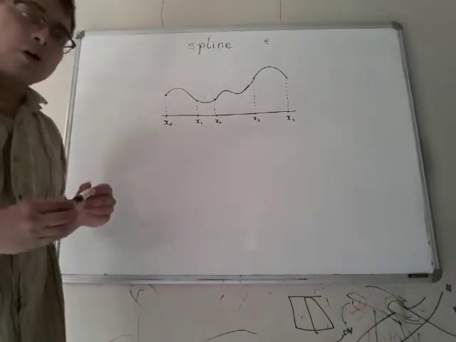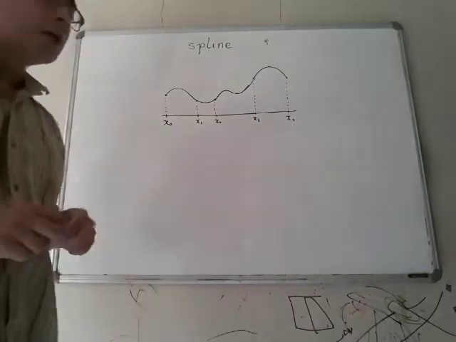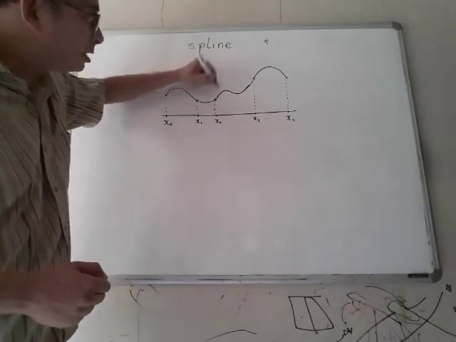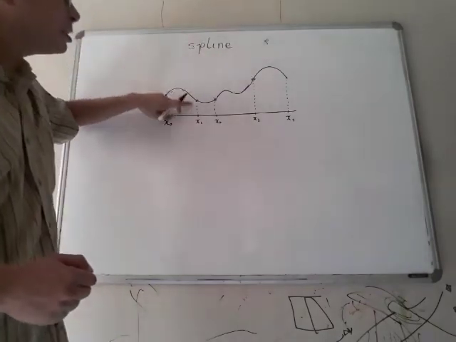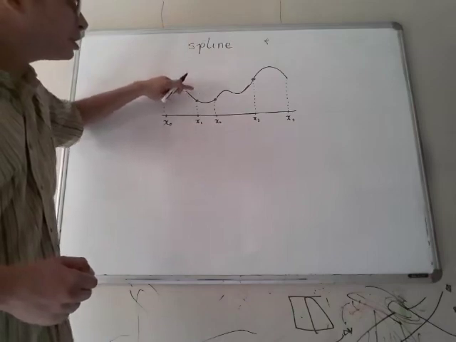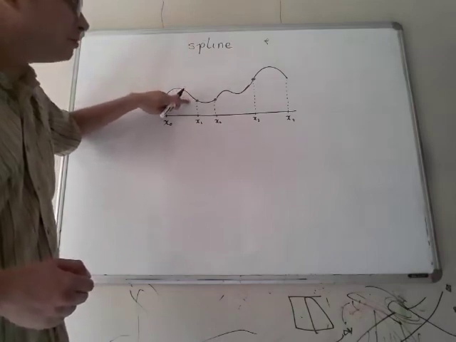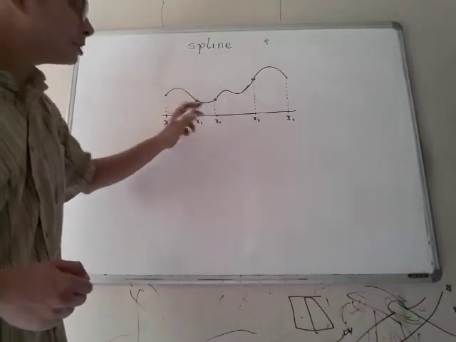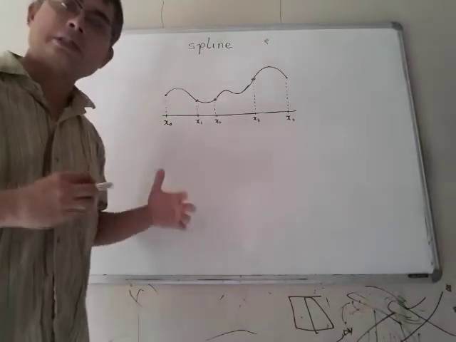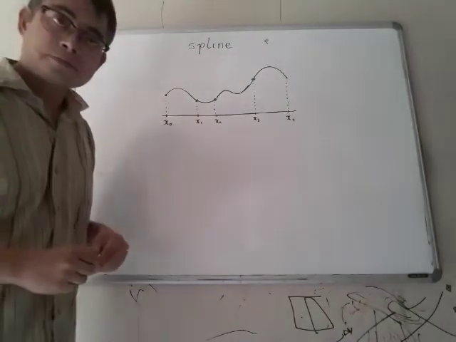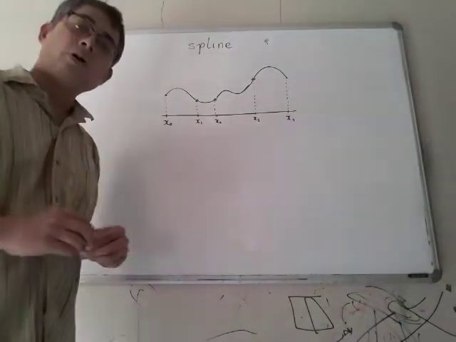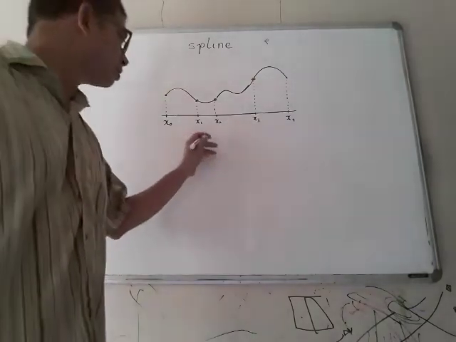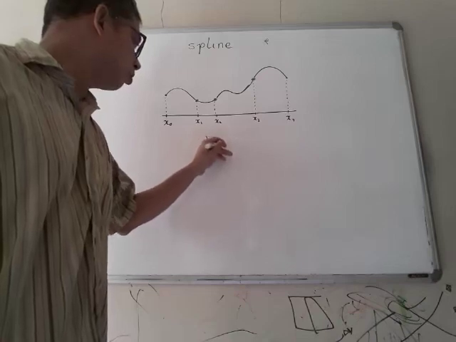In my example, I have got 4 different pieces, and I want these polynomials to match perfectly at these junction points. They must have the same first k minus 1 order derivatives for this polynomial as well as this polynomial. So the tangents must match, the second derivatives must match, and so on. And of course the value must match. That is a spline of degree k. These points are called the knots.